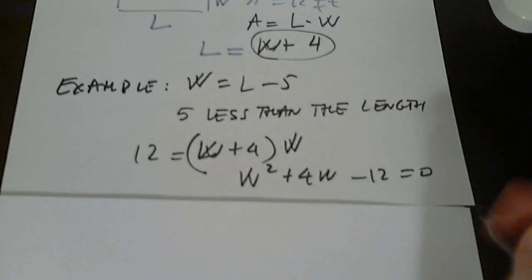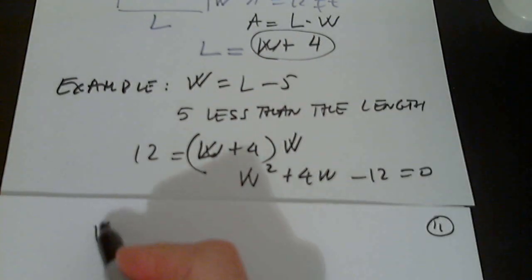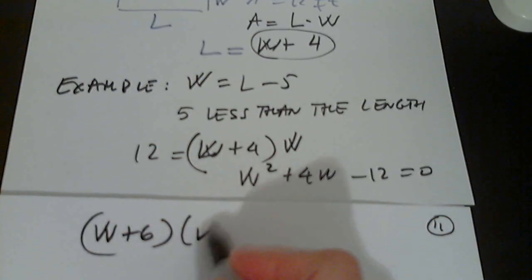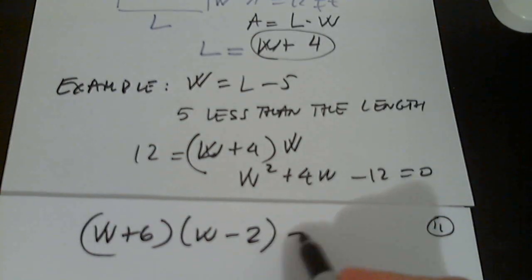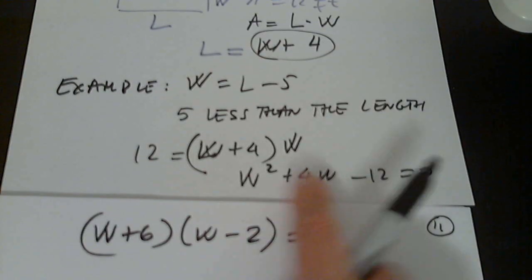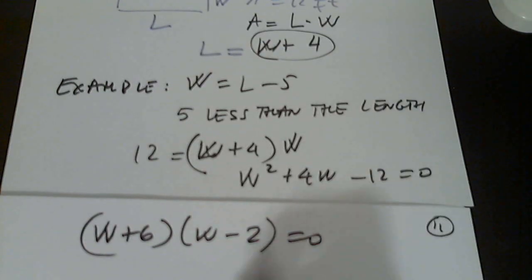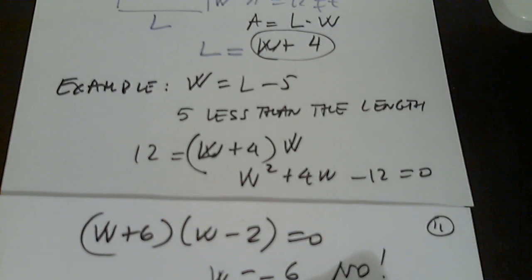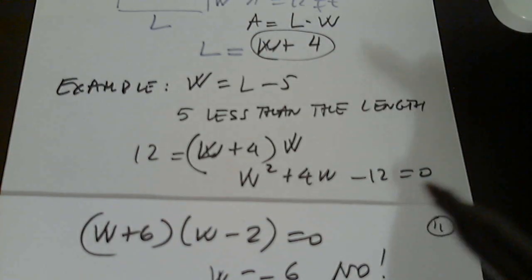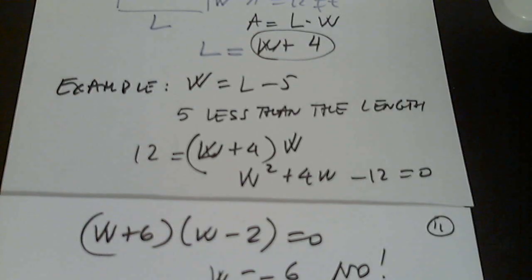I would write W plus 6, W minus 2. The sum is indeed 6, and the product is indeed negative 12. So W equals negative 6? No. And W equals 2 feet? Yes.